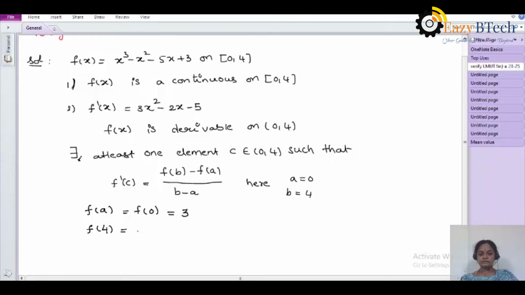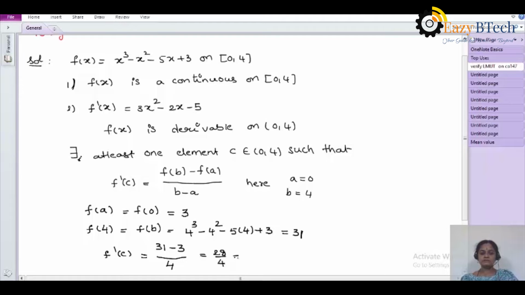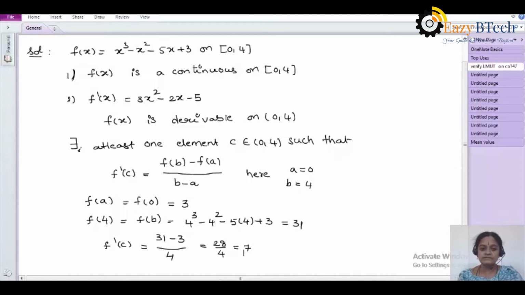And f(4), that means f(b), substituting 4 cubed minus 4 squared minus 5 into 4 plus 3, you will get the value 31. Next, finding the value of f'(c). f'(c) is equal to f(b), that is 31, minus f(a), that is 3, divided by 4. That means 28 by 4, which is equal to 7. So what is the value 7 here, students? The value 7 is f'(c).